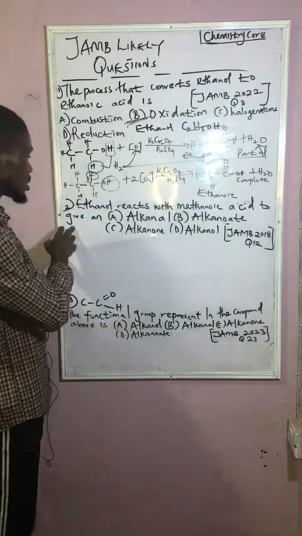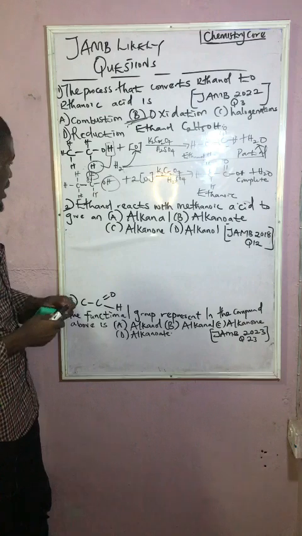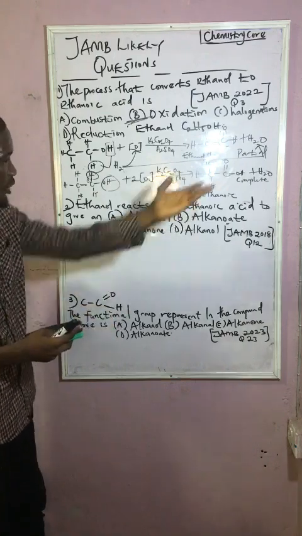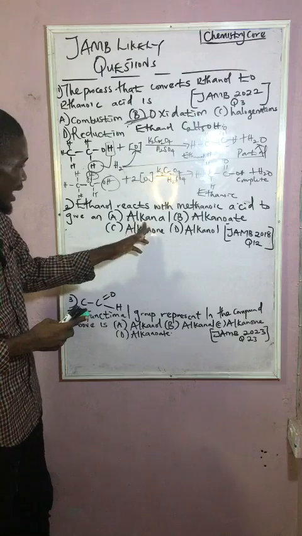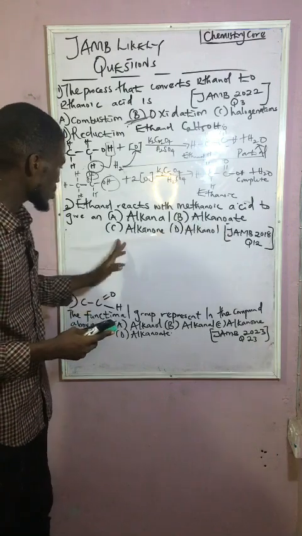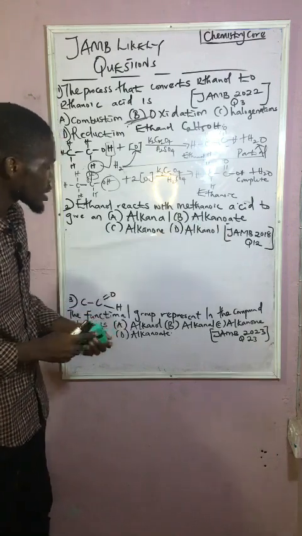So let's take a look at this question. They said ethanol reacts with methanoic acid to give an dot, A alkanal, B alkanoate, C alkanone, and D what? Alkanal.